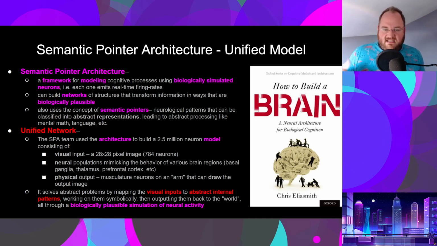called SPAUN, consisting of visual input. It can look at a 28 by 28 pixel image, meaning there's 784 neurons looking at it. Maybe more, it's probably more than a single neuron each, but that's the basic idea. Then there are a bunch of neural populations that mimic the behavior of various brain regions, like the basal ganglia, the thalamus, the prefrontal cortex, the kinds of operations we know that these systems are involved in. They create little versions of those.